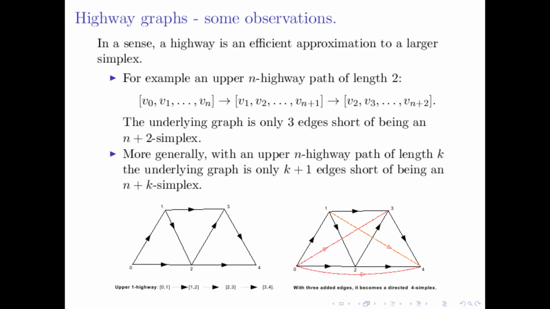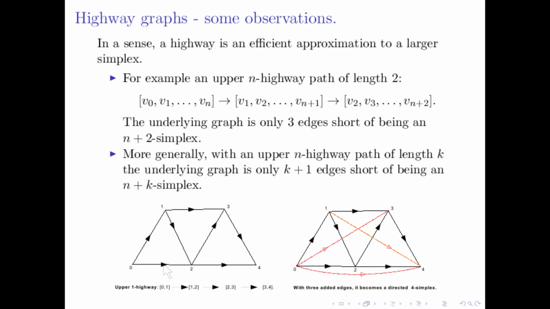they are actually a very efficient approximation for a larger simplex. So, if you have an upper n highway path of length 2, like this, I can actually write it explicitly, then all you have to do is connect V0 to Vn+2 and you have an n+2 simplex. So it's kind of an approximation for an n+2 simplex. More generally you can say that if you have an upper n highway path of length k, then the underlying path is only k+1 edges short of being an n+k simplex.